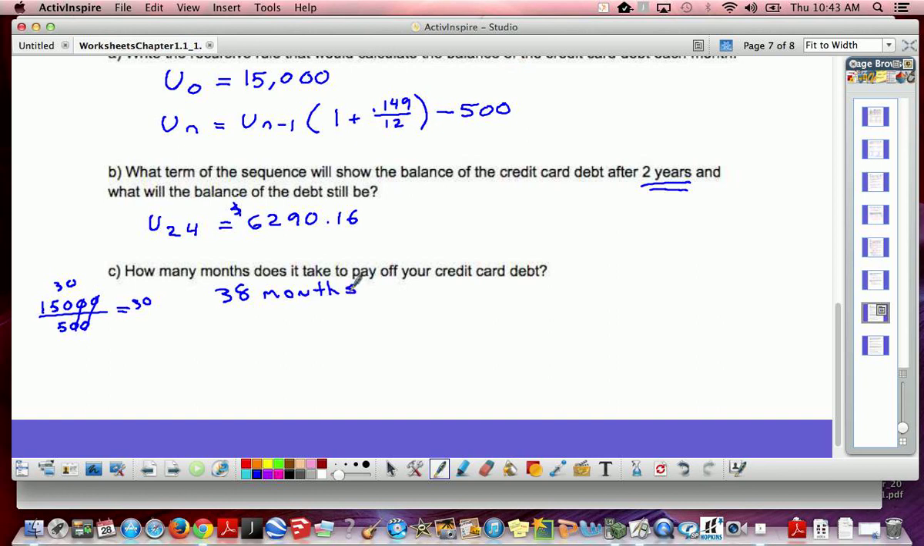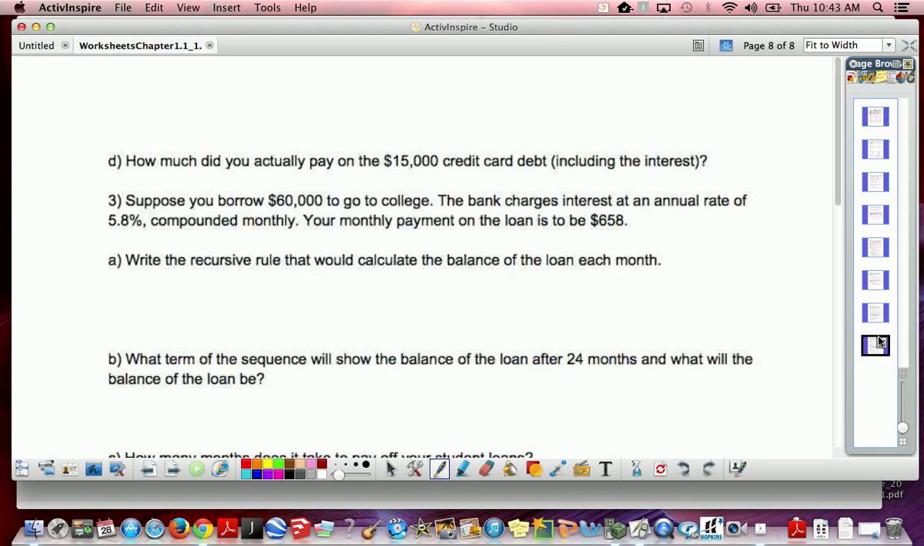Now in part D, it's missing here. I think it got, let me go to the next page just for a second. Here it is. Usually I do it on the next page, but I'm just going to do it here. I'm guessing your worksheet is edited appropriately.